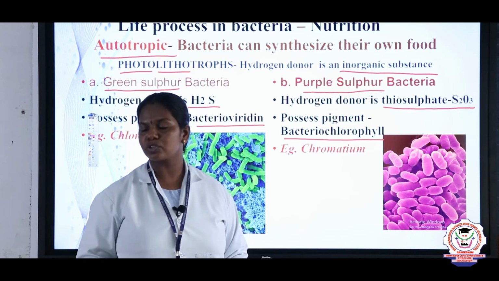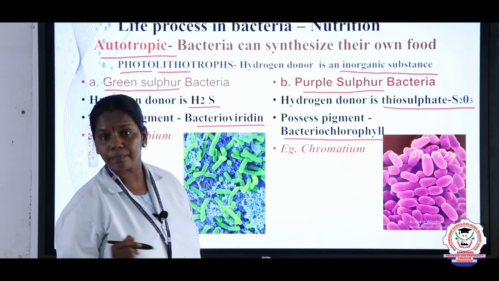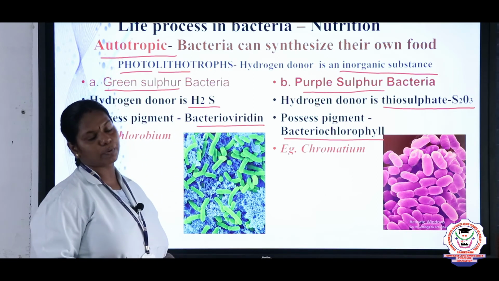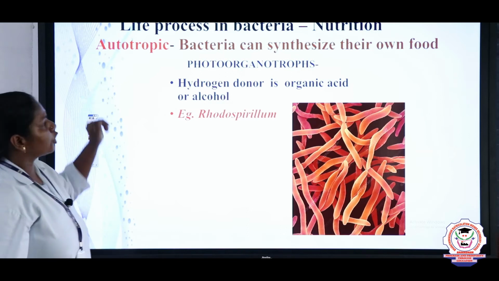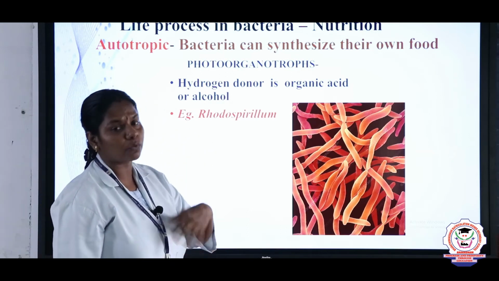So, I will ask you some question, children. What is the pigment present in Chlorobium? Yes, very good. Bacterioviridin. Now, autotrophic. We know they can synthesize their own food. And what is another category?